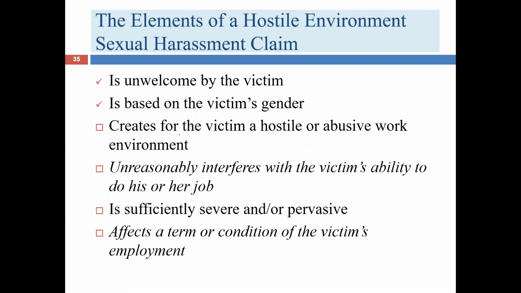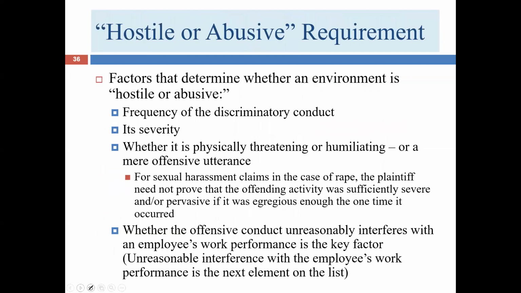Now we're going to look at the third requirement, because again, these are all ands. We need this one, and we need this one, and we need this one. We need that the actions create for the victim a hostile or abusive work environment. So let's see what we mean by that. How do we decide whether it's crossed the line? We've talked about that continuum, and each little step maybe gets us closer, but when is one step too far?